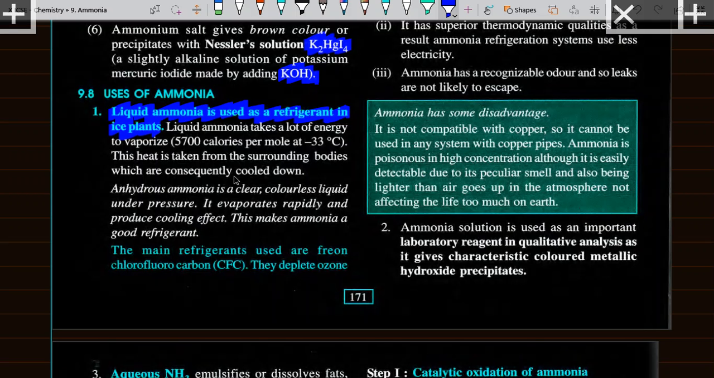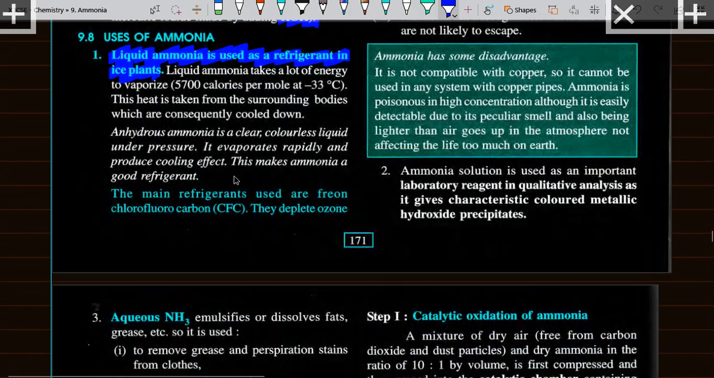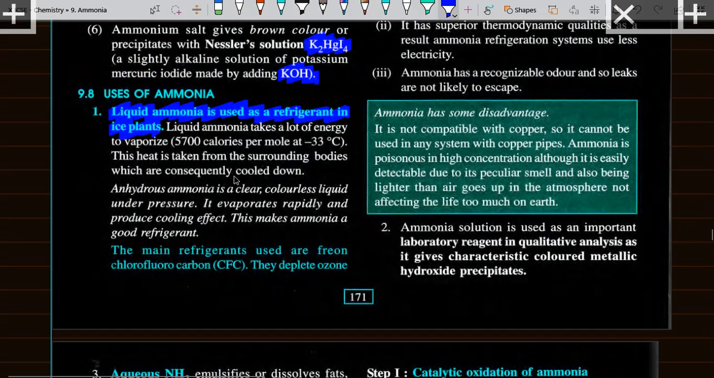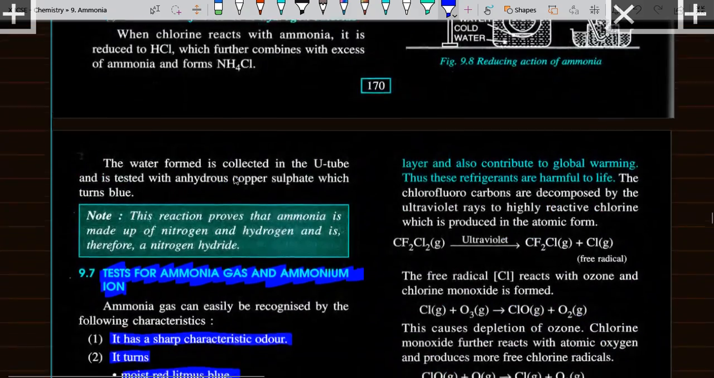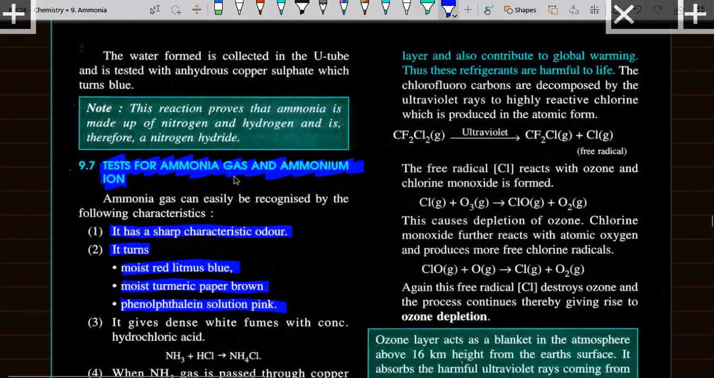This is an industrial refrigerator. Anhydrous ammonia is a clear colorless liquid under pressure. It evaporates rapidly and produces a cooling effect. This makes ammonia a good refrigerant. The main refrigerants used are freon, chlorofluorocarbons, CFCs, which produce ozone depletion. They deplete the ozone layer and also contribute to global warming. Thus, these refrigerants are harmful to life. The chlorofluorocarbons are decomposed by ultraviolet rays.